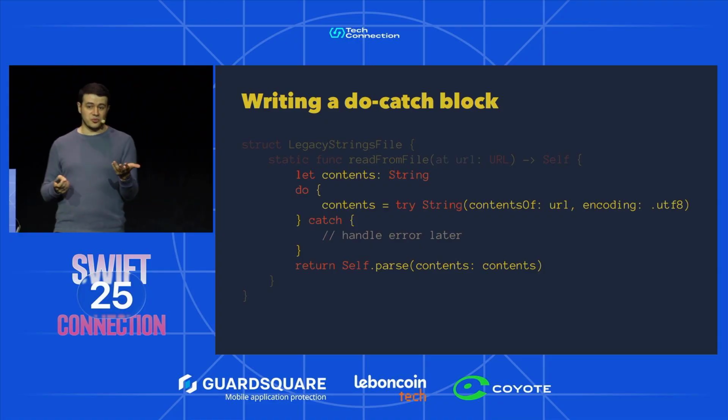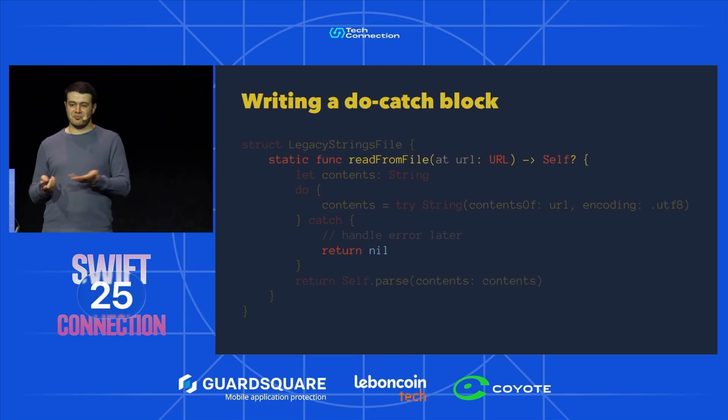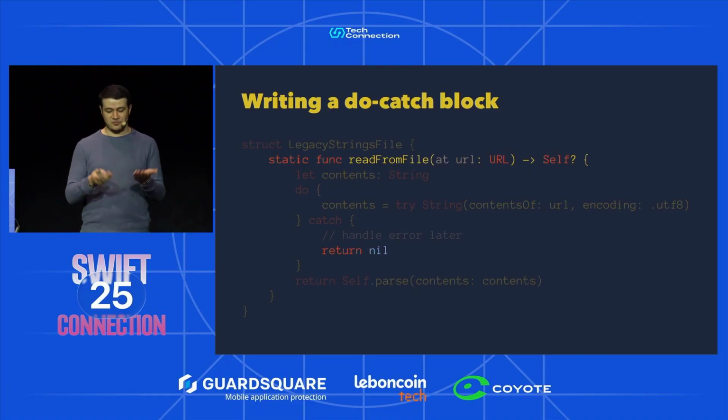And then moving that out, we have to define the type, which is string. And then in the catch block also, we have to return our type because the function is returning a self type. So we can't just do nothing. So we might make that type now optional. And then we have a self optional, so legacy strings file optional, and return nil. You could say, okay, we have dealt with the error.